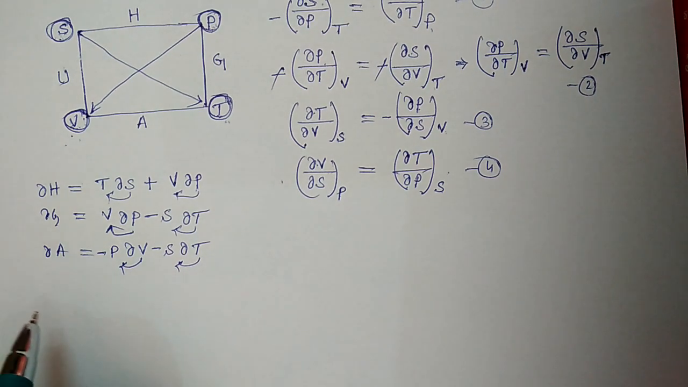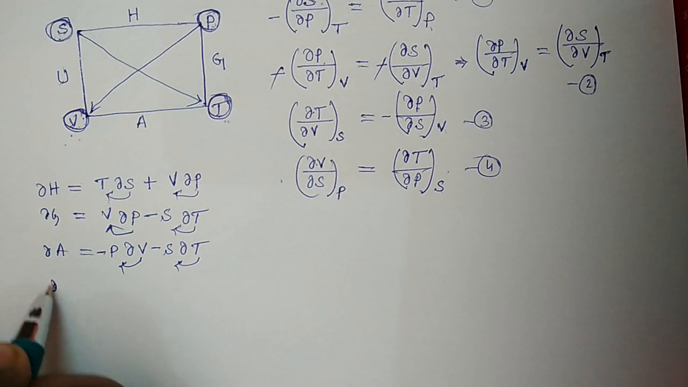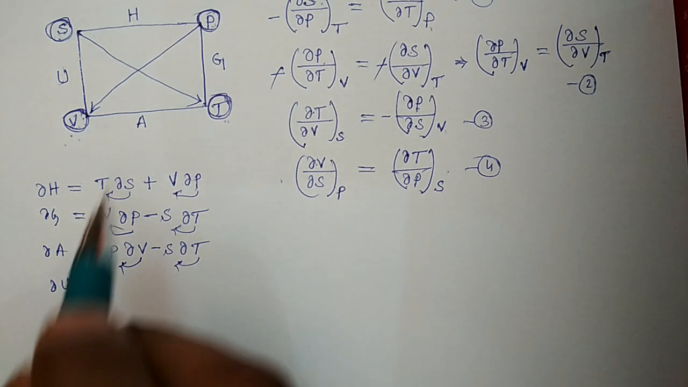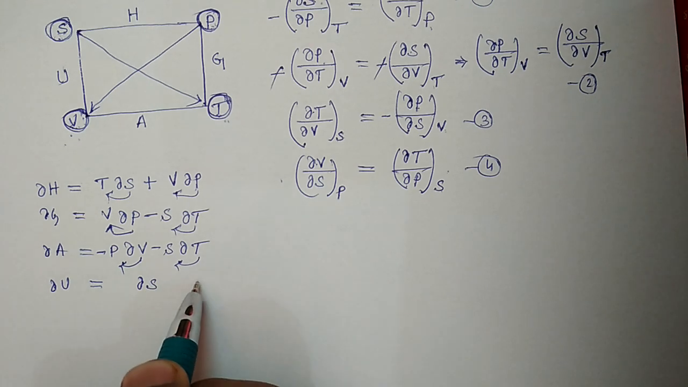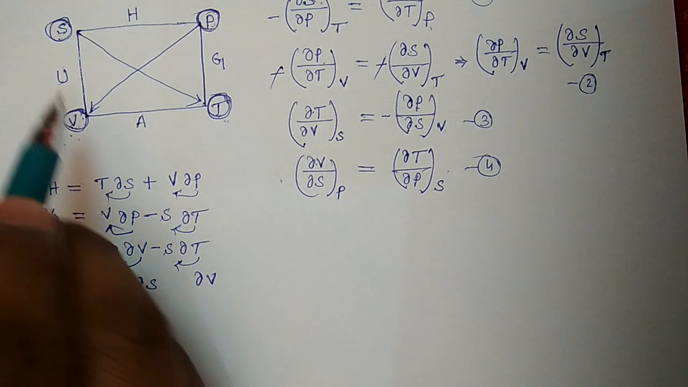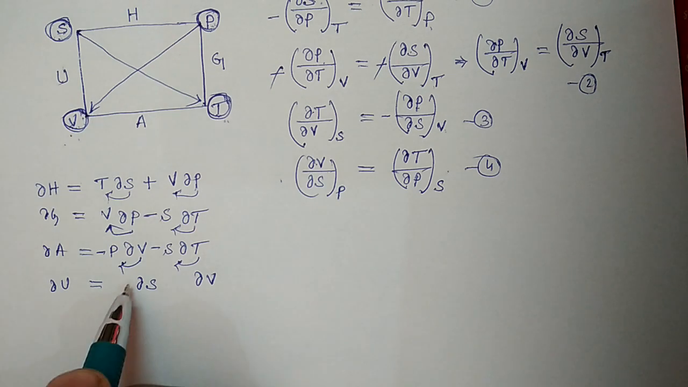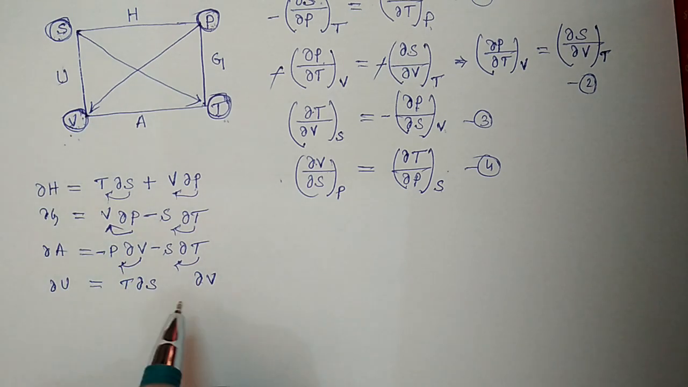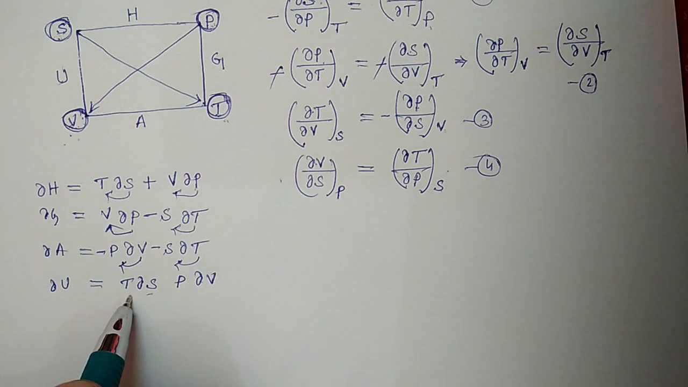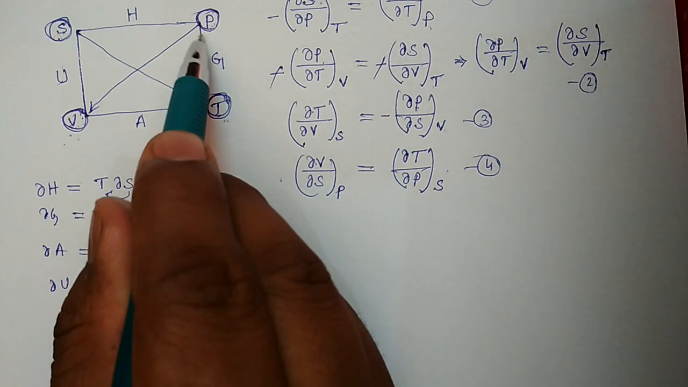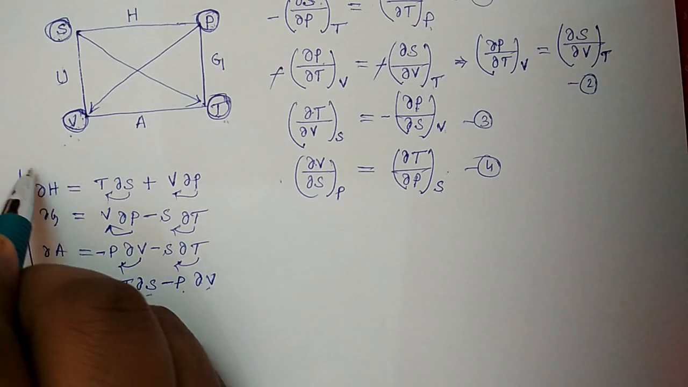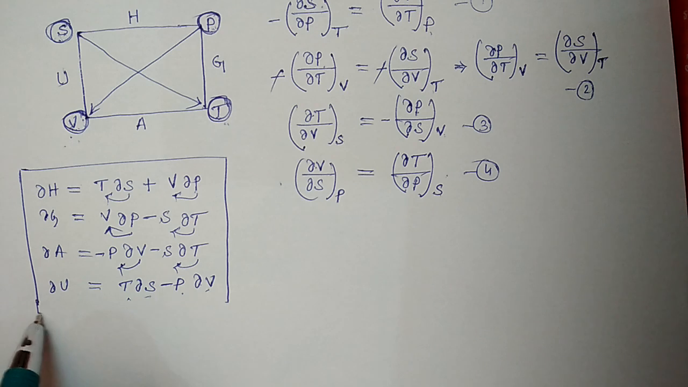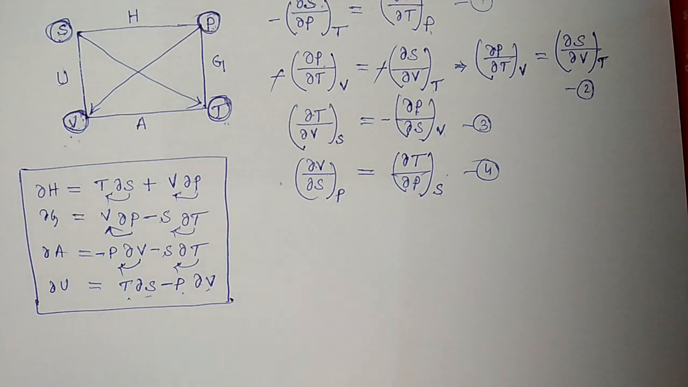And the last one, that is del U. Del U is equal to, what is the neighbor of del U? There is S and V, del S and del V. And what is the opposite of S? The opposite of S is T, and the opposite of V is P. And the arrows go from S to T. We need S to T, so this is positive. And the arrows go from P to V. We need V to P, so this is negative. That is, these four are the Maxwell equations.